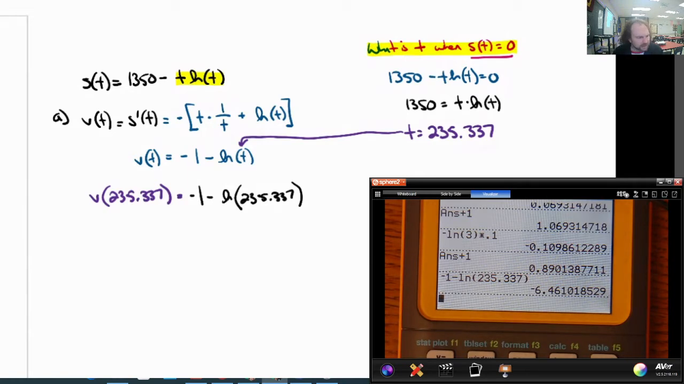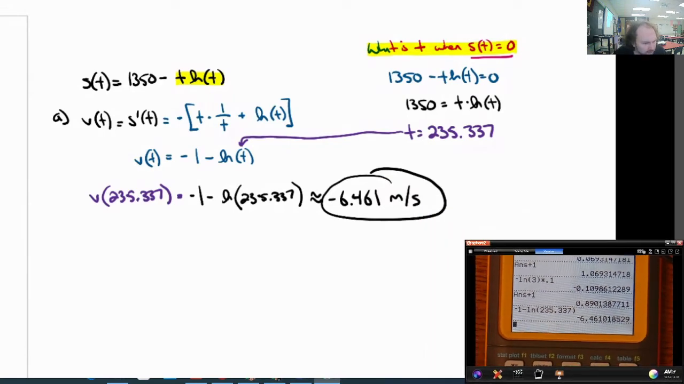Yeah, that matches kind of what the book has. Yes, it's close enough. It's about -6.461, and that would be in meters per second according to the original problem and its units. The published book answer is 6.503. We'll take it. It's an estimation anyway.